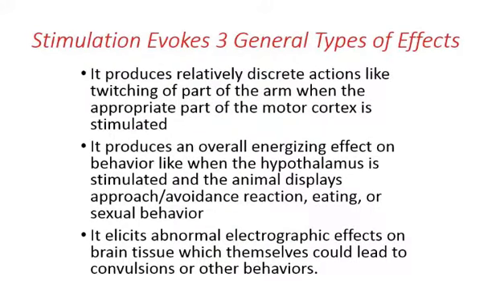With brain stimulation techniques, it's important to keep in mind, I think, three different types of effects that the stimulation can have. It can produce a relatively discrete action, like a twitching in a specific area of the arm when the appropriate part of the motor cortex is stimulated. Or it can produce an energizing or activational effect, when the animal might display approach-avoidance reactions, eating, or sexual behavior. It can also elicit abnormal electrographic effects on the brain tissue. It can actually produce a seizure or other behaviors.